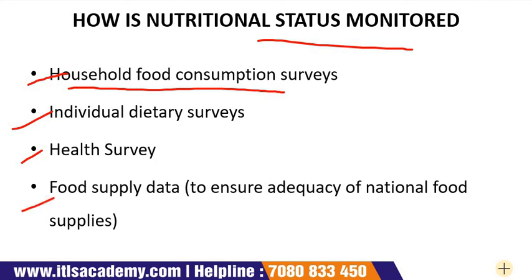Last is your food supply data, to ensure adequacy of national food supplies. The main aim of this survey is to monitor the progress towards the public health nutrition targets, and it also aims to detect nutrition insufficiency. It identifies nutrient excess and also assesses the level of intake of additives and contaminants.